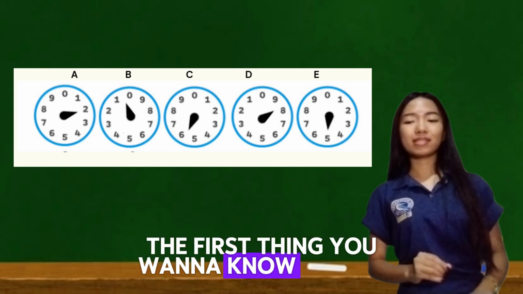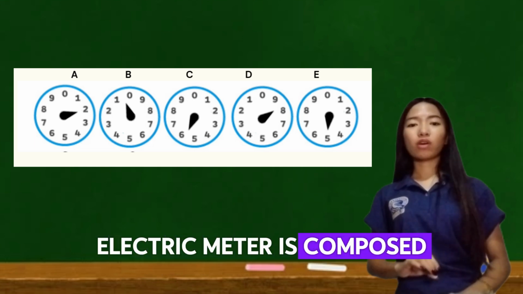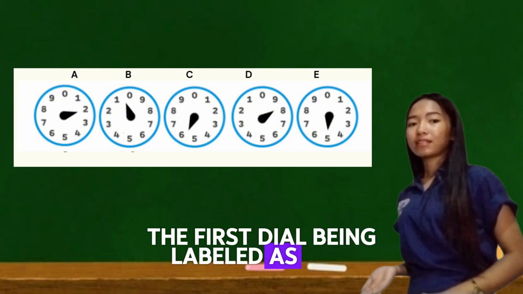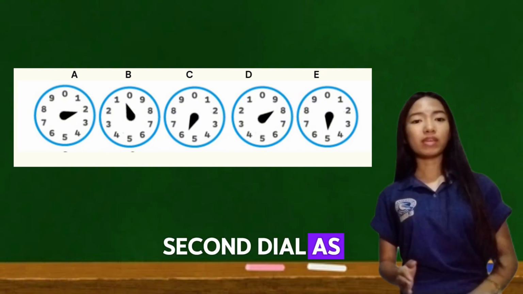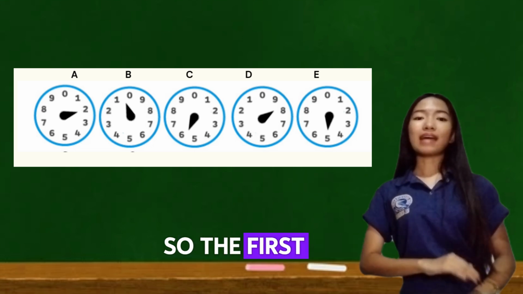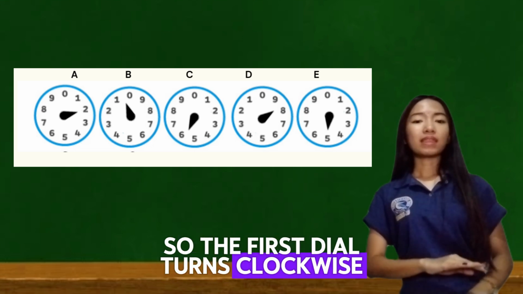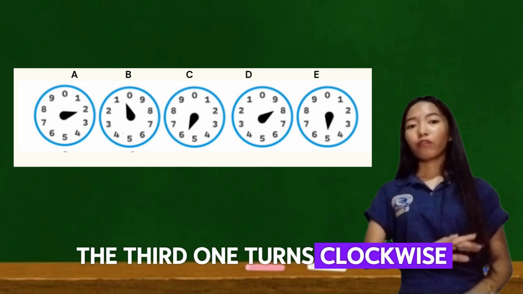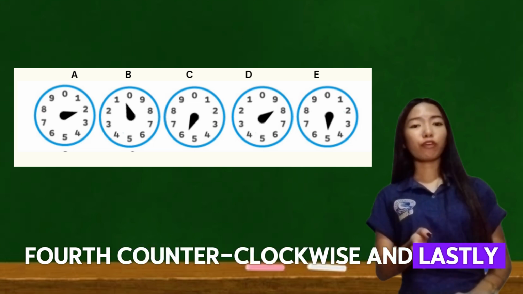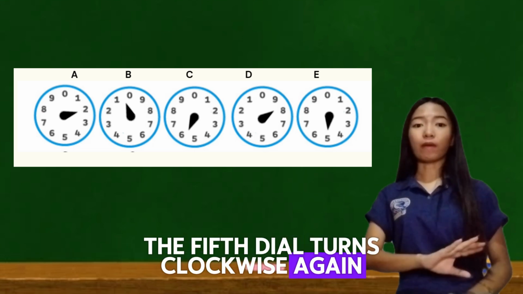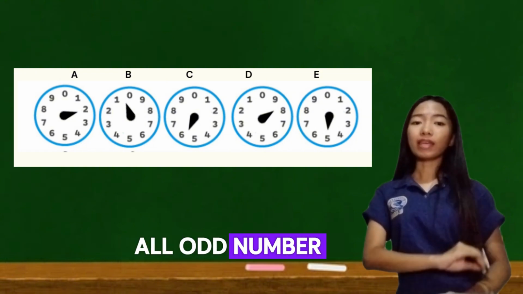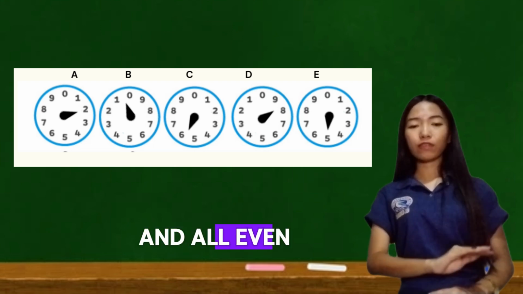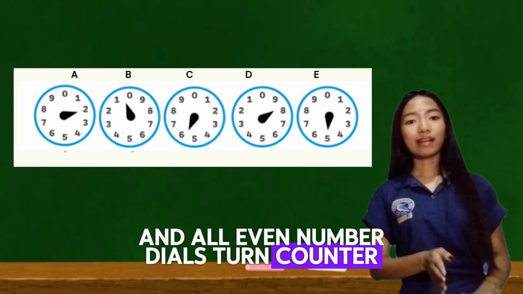The first thing you want to know is that the electric meter is composed of 5 dials. The first dial is labeled as dial letter A, the second dial as B, and so on. The first dial turns clockwise. The second dial turns counterclockwise. The third one turns clockwise. Fourth, counterclockwise. And lastly, the fifth dial turns clockwise again. So, basically, all odd-numbered dials turn clockwise and all even-numbered dials turn counterclockwise.